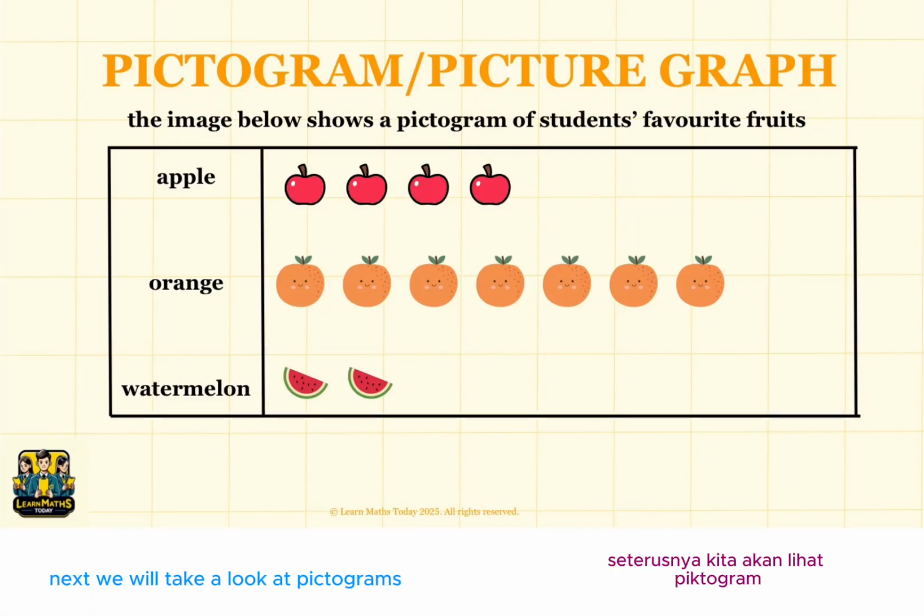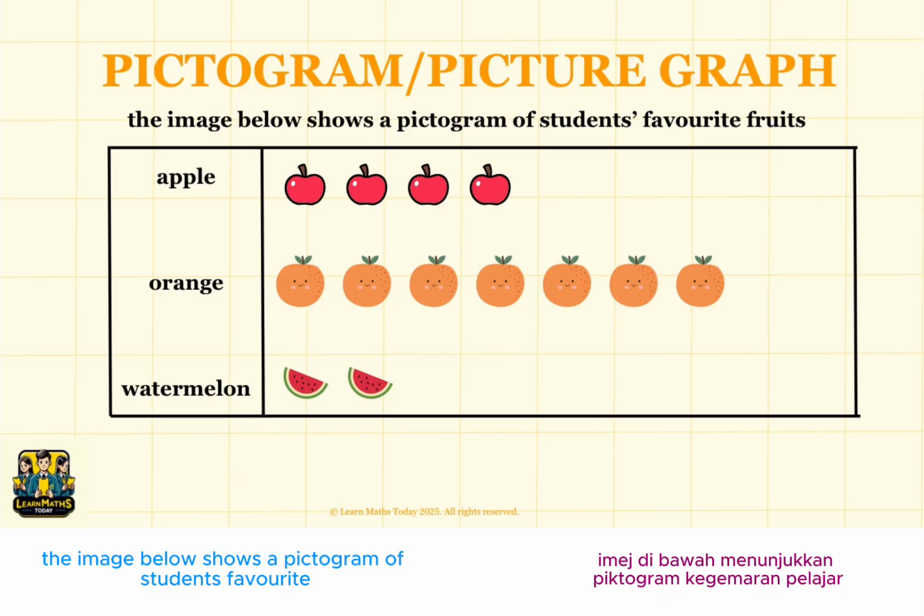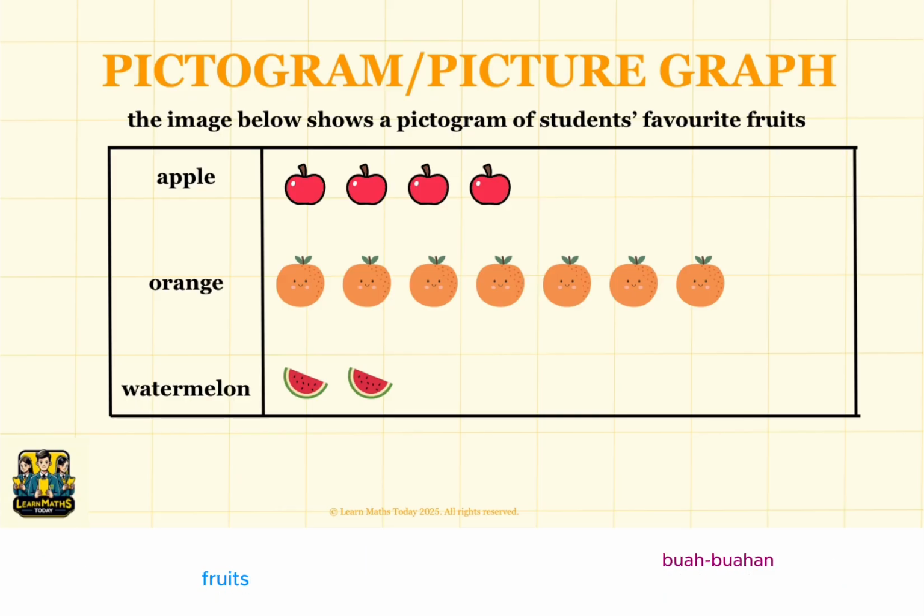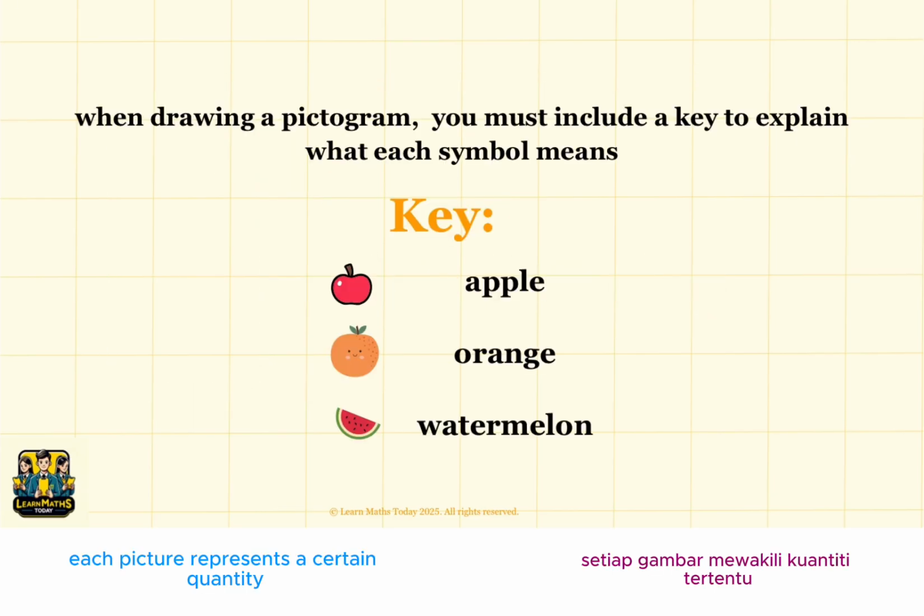Next, we will take a look at pictograms, also known as picture graphs. The image below shows a pictogram of students' favorite fruits. Each picture represents a certain quantity, and you must include a key to show what one symbol means.